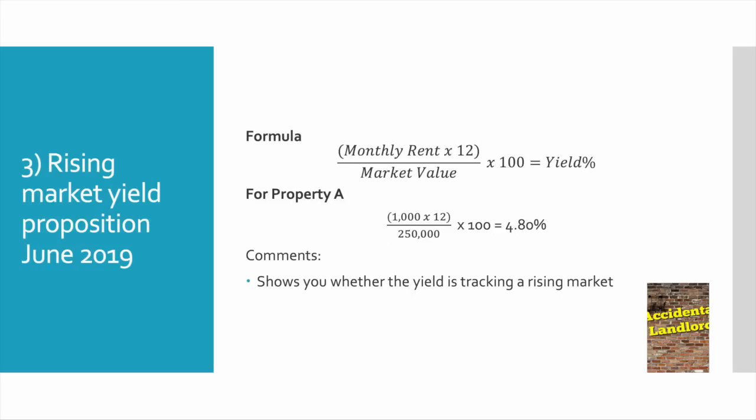Now, again, another one I've seen bandied around, and I really do not like this calculation, but it is useful in one instance, and that is to try and work out whether your rent is keeping track with a rising market. And in this particular calculation, what we do is we look at the market value of the property and we assess the rent against the market value. Now, as you can see from here, the market value of the property rose by £50,000 in my model property. And therefore, my yield has gone down from 6% to 4.8%.